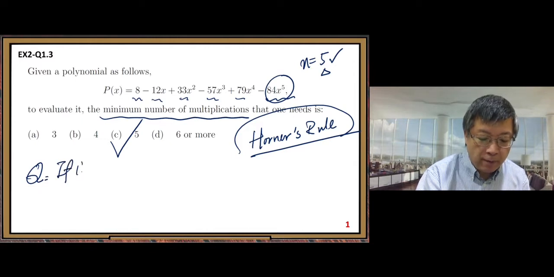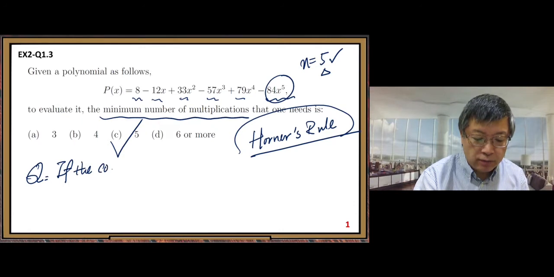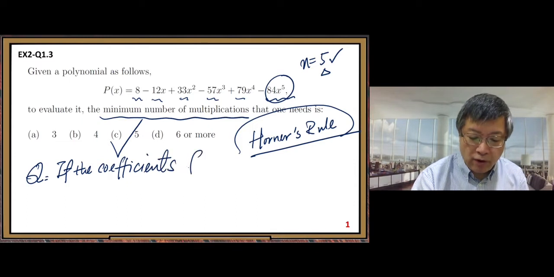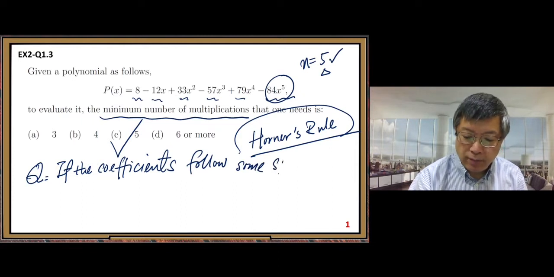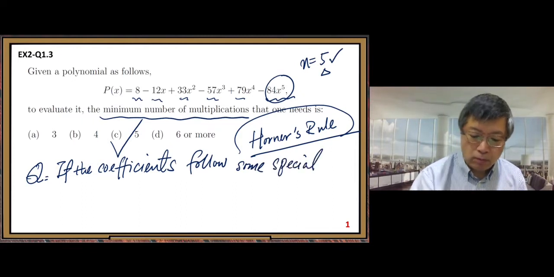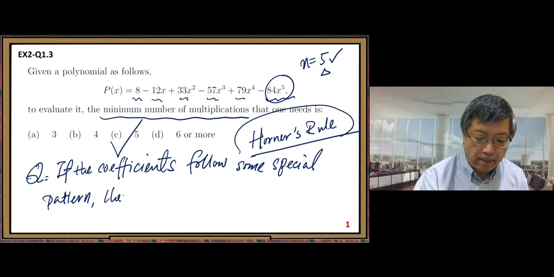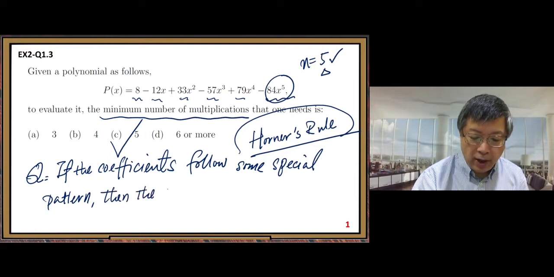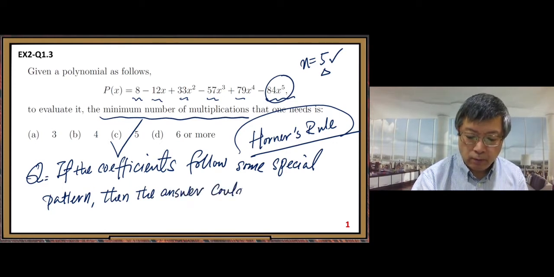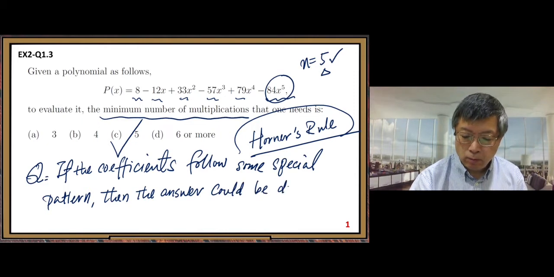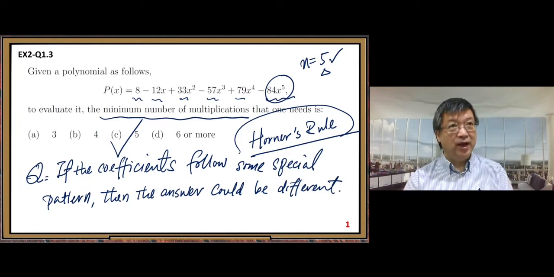If the coefficients follow some special pattern, then the answer could be different. Okay, why?